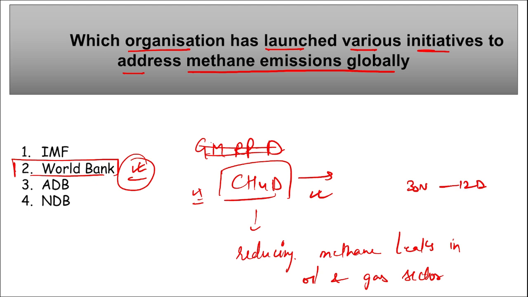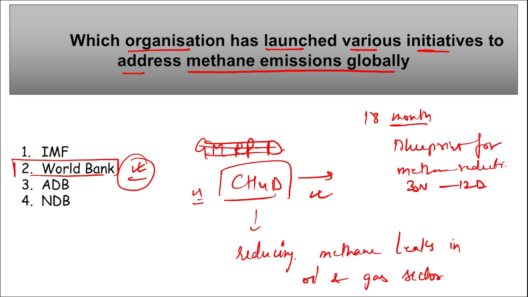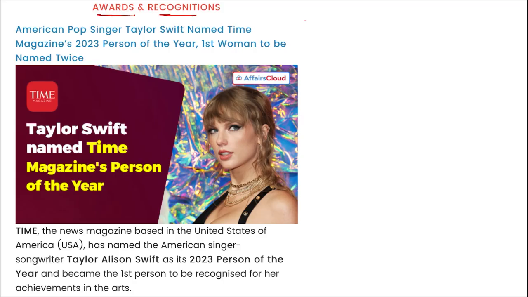Correct. Apart from this, remember, World Bank, they have also launched a 18-month blueprint for methane reduction, right? Under this only. Then if we talk about World Bank, who is the president? Ajay Banga, headquarters is in Washington DC, and it was established in 1944. Next is awards and recognition, and it is important, so do take a note of it.